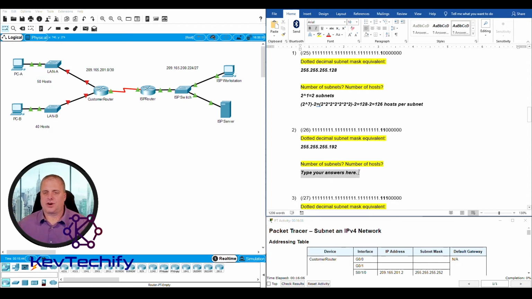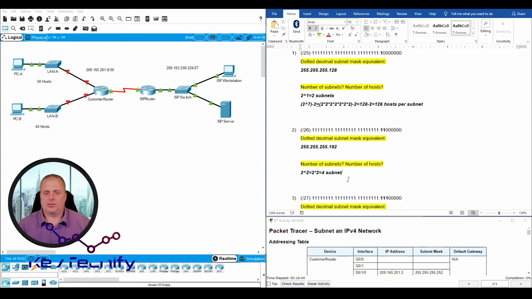Number of subnets for our /26 subnet. Number of subnets is 2 to the number of bits we are borrowing. We are borrowing 2, so 2 to the second power, or 2 squared. That is equivalent to 2 times 2, which is 4. And once again, that is subnets.